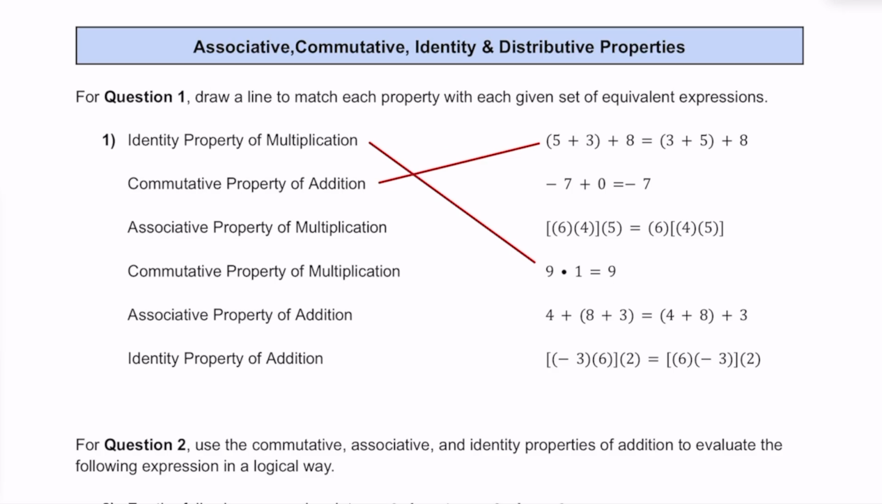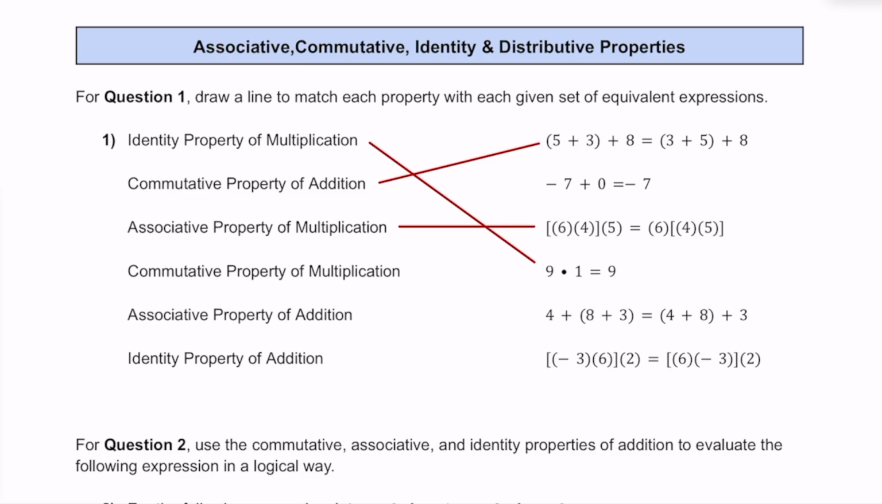The third one, we have associative property of multiplication. Associative is where we change the grouping, and multiplication is multiplying. So we have to see where we're changing the grouping here. We have to make sure the order doesn't change. So we have 6, 4, 5 and 6, 4, 5. But in this first one, 6 and 4 are grouped, and in the second one, 4 and 5 are grouped. So we can see we are multiplying and the grouping did change. So this one must be the associative property of multiplication.